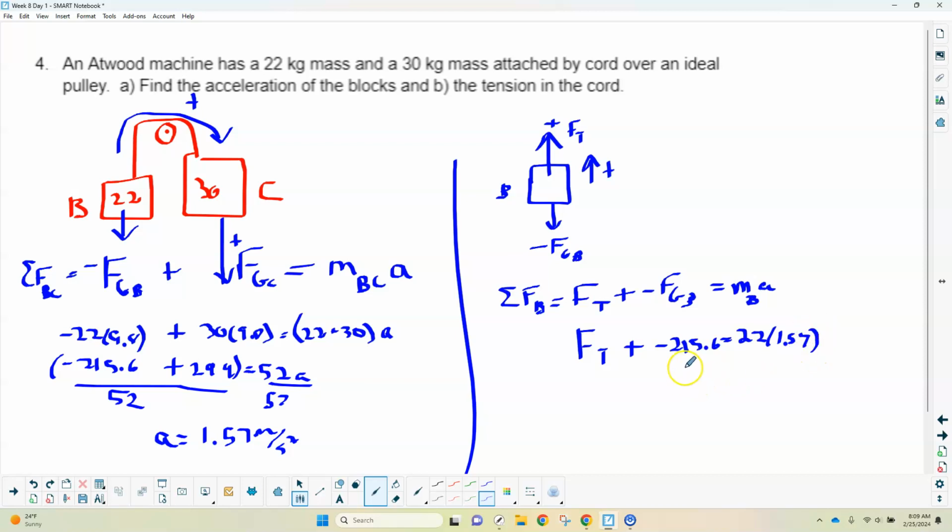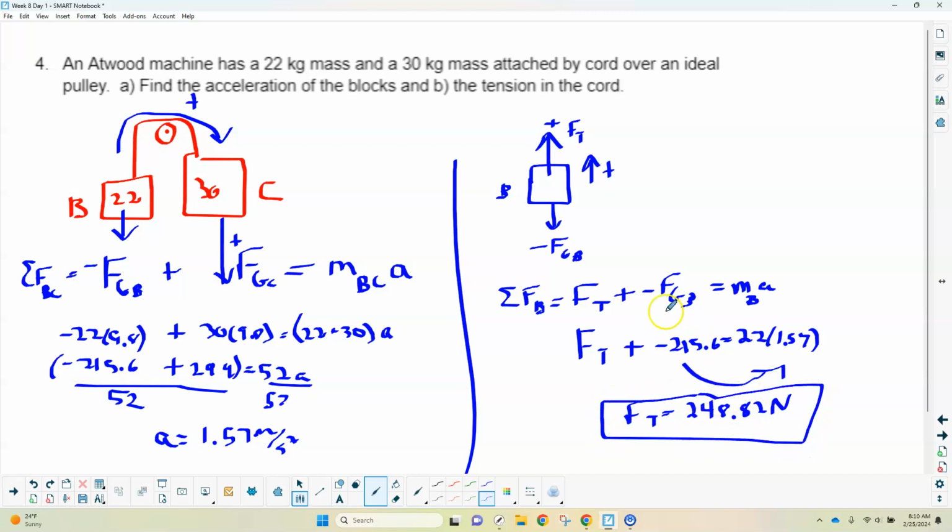There we go. So I'm going to take the 215 to this side and solve after I multiplied 22 times 1.57. When I did that, I got 248.82 newtons. Again, if you wanted to check, you could take this tension and put it on block C and find the difference in those two forces and then divide by the mass of C, and that should get you back to the acceleration. It checks out. I did it on the calculator, but I didn't do it in person here because the video is already long.